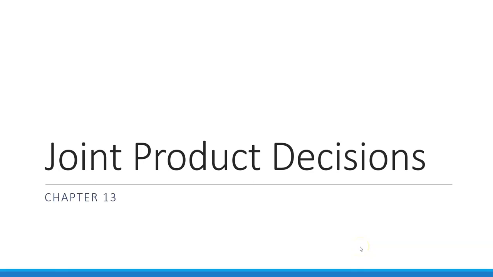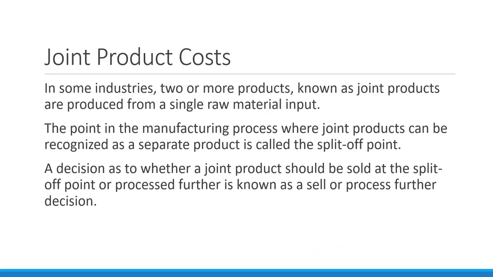The next decision that we're going to look at is joint product decisions. When we make joint product decisions, we can get multiple products, called joint products, from a single raw material input. This is dependent upon our industry and what kind of products we make.